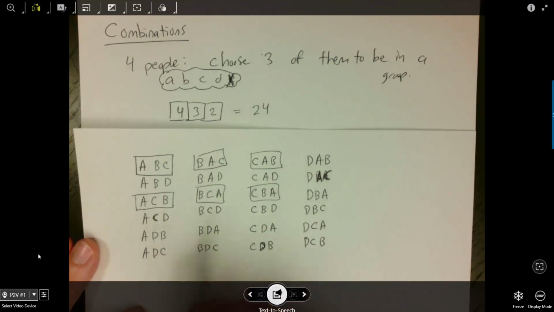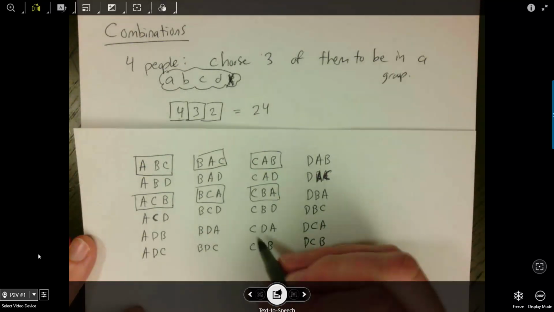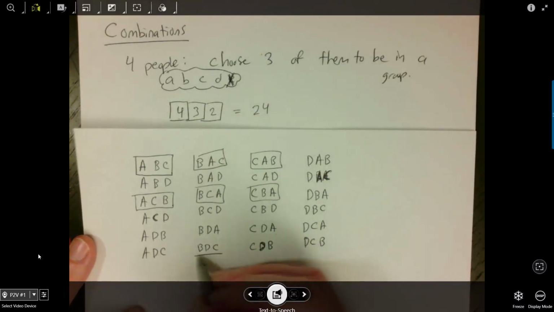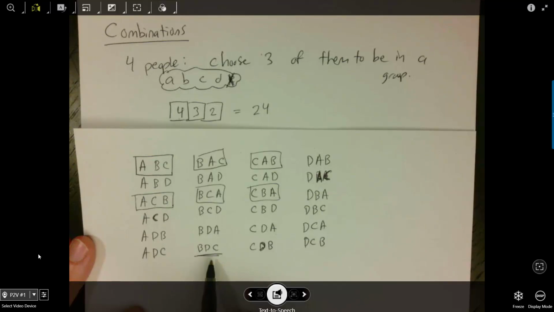If you go through, I think you'll see that no matter what group you select, so like BDC, you'll end up finding 6 total ways of choosing that same group of people also.